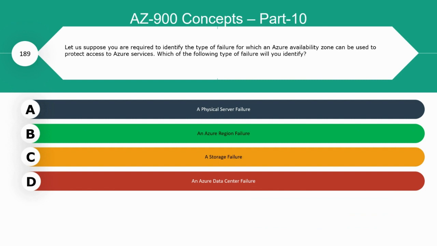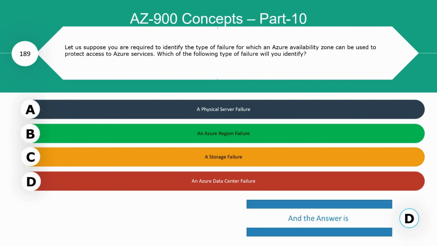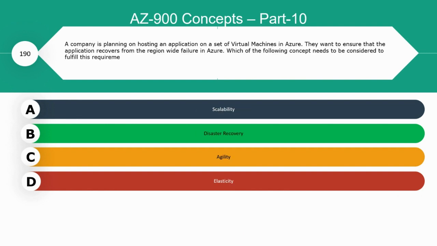Next question is, let us suppose you are required to identify the type of failure for which an Azure availability zone can be used to protect access to Azure services. Which of the following types of failure will you identify? Option A, physical server failure. Option B, an Azure region failure. Option C, a storage failure. Option D, an Azure data center failure. The right answer for this question is option D. Multiple data centers form an availability zone. If there is a failure in a data center, it needs to be handled at the availability zone level. And so D is the correct answer for this question.